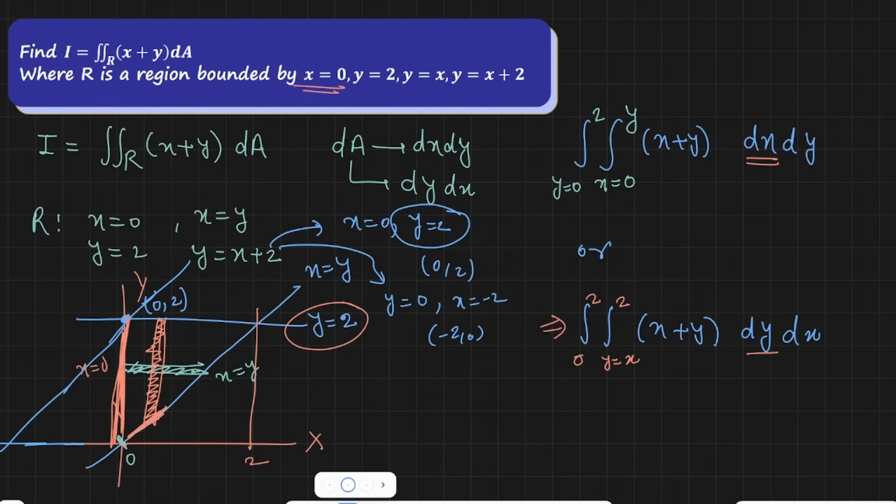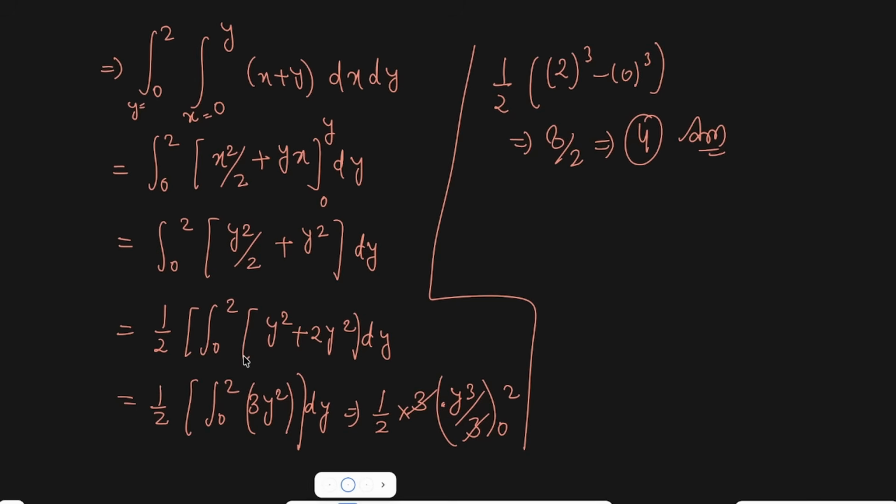Okay, so you see the region carefully. X equals 0, y equals 2, y equals x. This is the line of y equals x, and this is the line of y equals x plus 2. See, this is important, when you put x equals 0, you will get y equals 2. This is the point. And when you put y equals 0, you will get x equals minus 2. So this is the coordinate. But due to x equals 0, the only region is this. Important question.